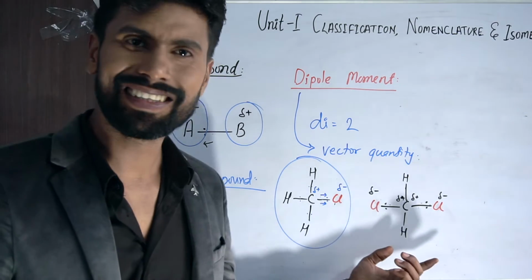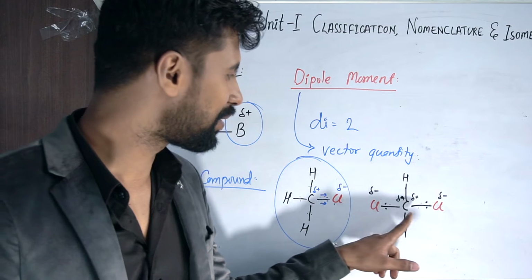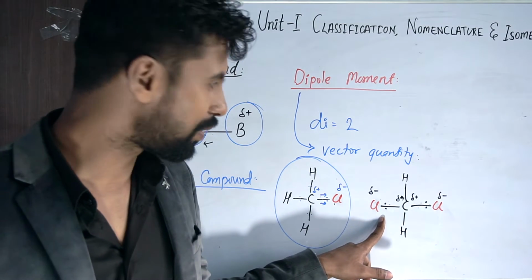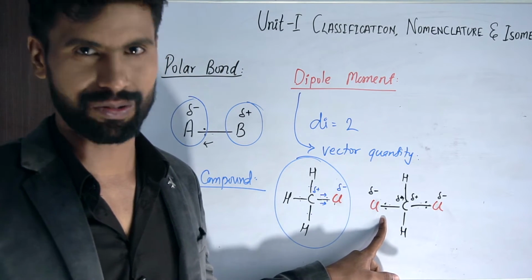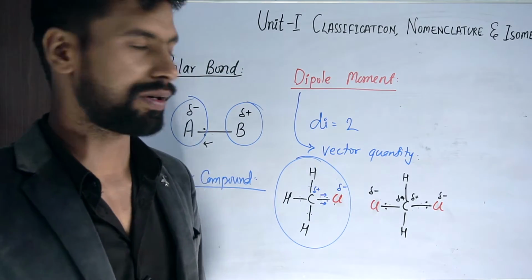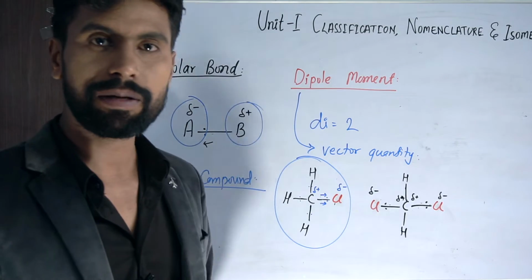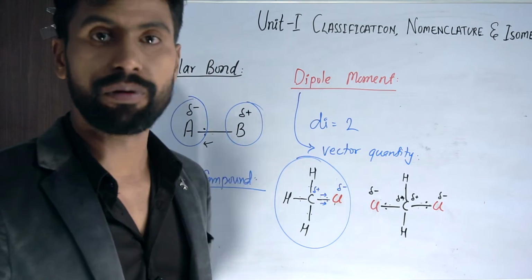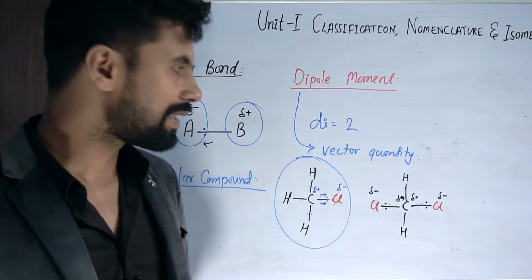Now if you see here, two polar bonds are there. C-Cl, this is one polar bond. C-Cl, this is also another polar bond. But is that a polar compound? No, it is not a polar compound. Though it has two polar bonds, it is not a polar compound. Why? A polar compound is not decided by the number of polar bonds. A polar compound is decided by dipole moment. Okay, and you know that dipole moment is a vector quantity.